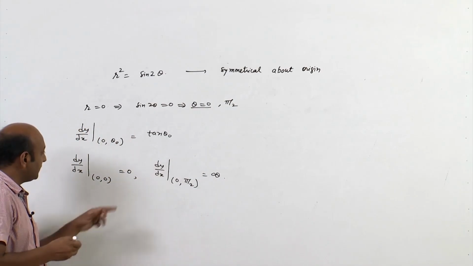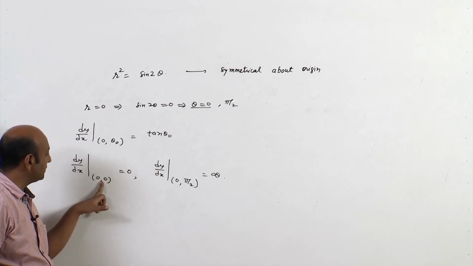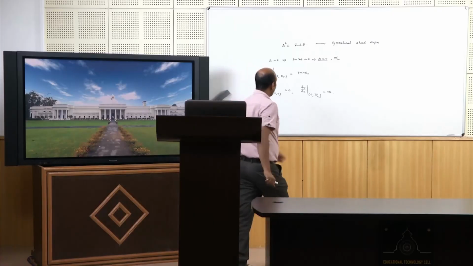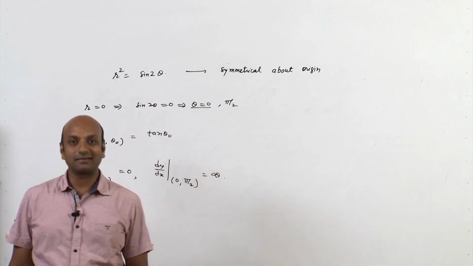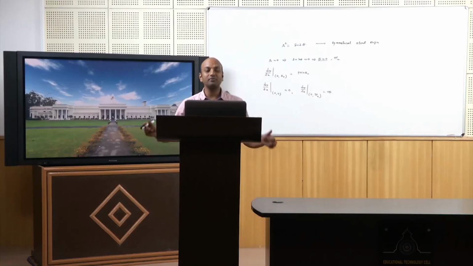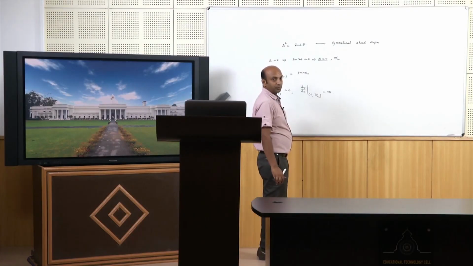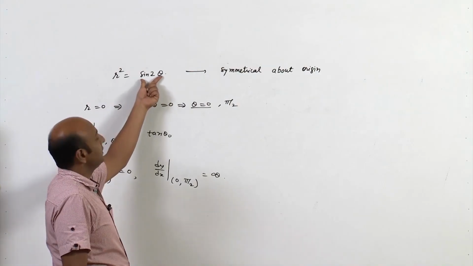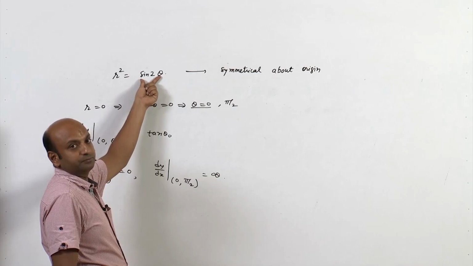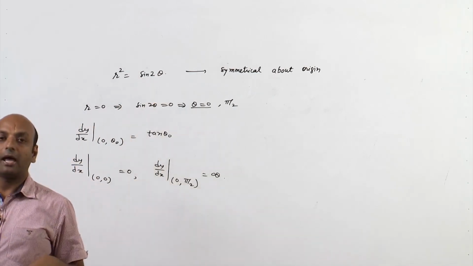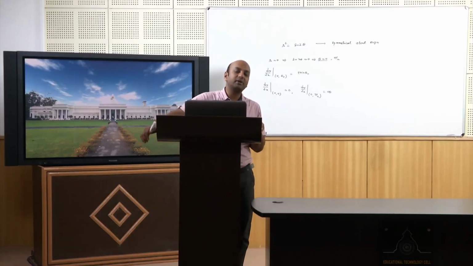So, at this point it is touching the x axis and at this point it is touching the y axis because slope is infinite. And how can you decide the maximum and minimum value of r? The maximum value of sin 2 theta is 1. So, r will be 1 and minimum value is minus 1, when sin 2 theta is 1 again.